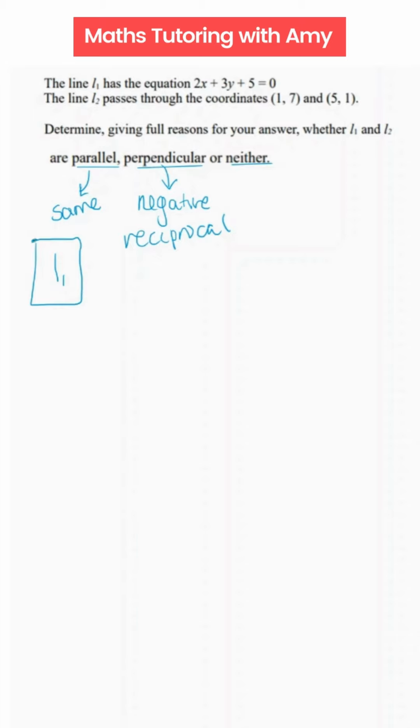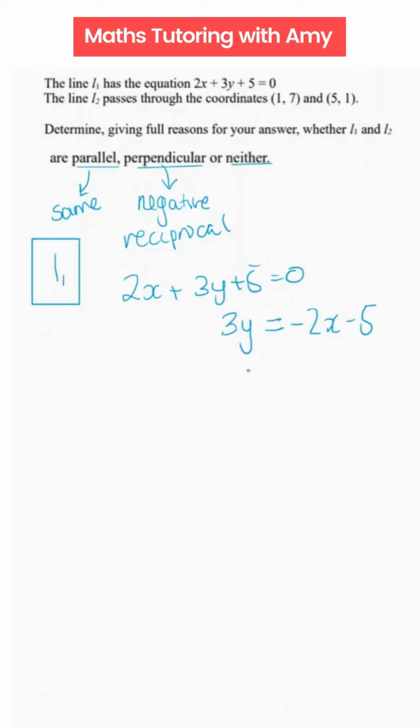Now, L1 is in this format where we've got all integers equals 0. So that format doesn't help us with finding the gradient. So we need to turn that into the y equals mx plus c format. So if we've got 2x plus 3y plus 5 equals 0, we want to make y the subject. Well, if I get 3y on its own first, I'm going to minus 2x and minus 5 to the other side. Okay, and then we divide both sides by 3.